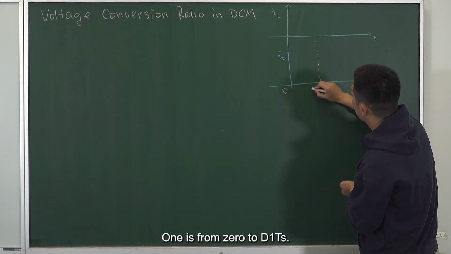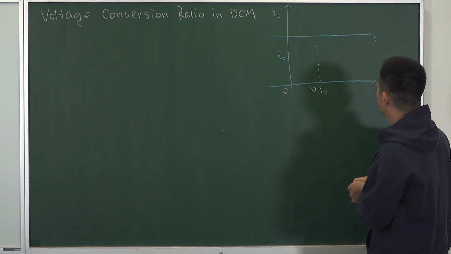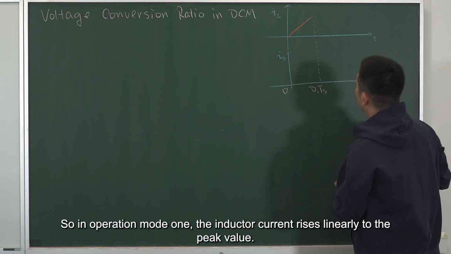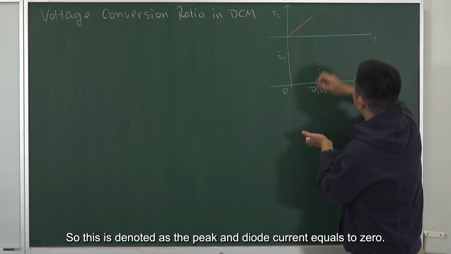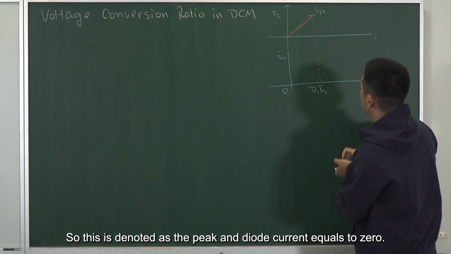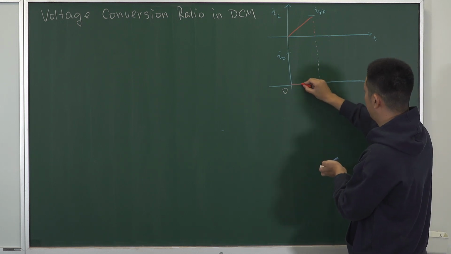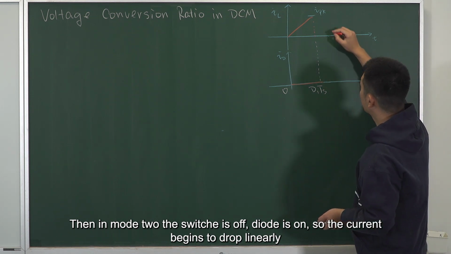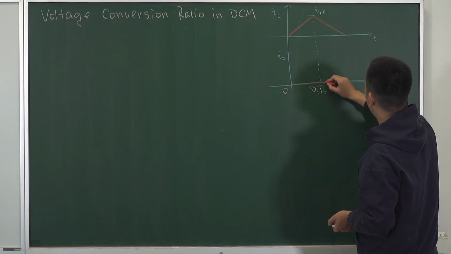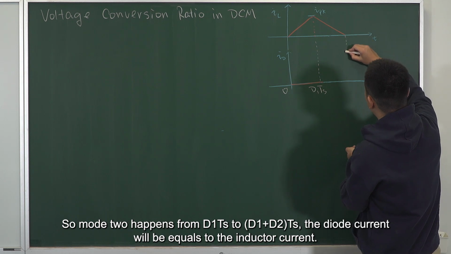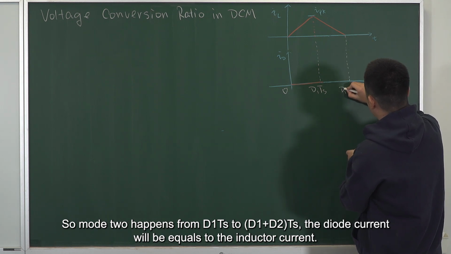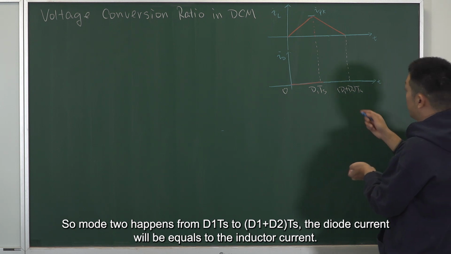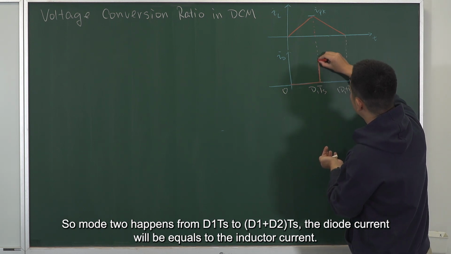One is from 0 to D1 TS. In operation mode 1, the inductor current rises linearly to the peak value, denoted as I peak, and the diode current equals 0. Then in mode 2, the switch is off and the diode is on, so the current begins to drop linearly. Mode 2 happens from D1 TS to D1 plus D2 TS. The diode current is equal to the inductor current.